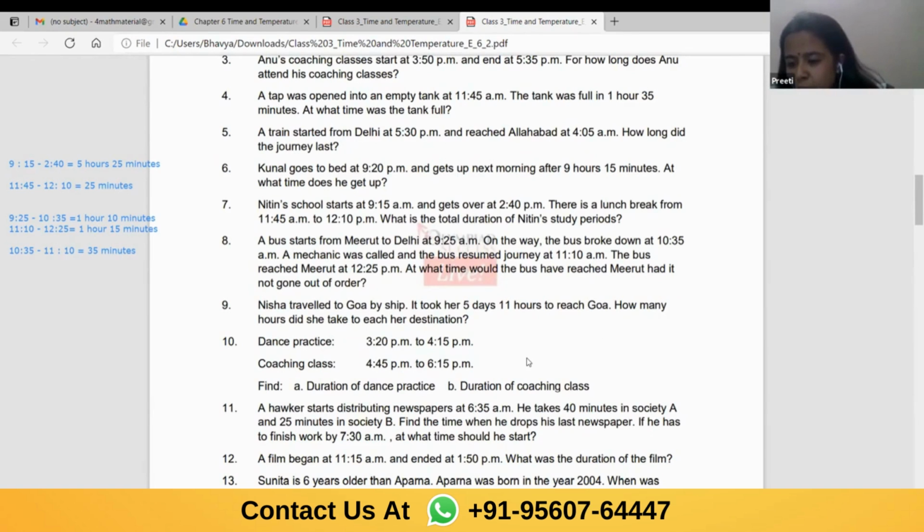If I start distributing the newspapers at 6:35 a.m., I take 40 minutes in one society and 25 minutes in another society. So how long do I take to distribute the newspapers? 1 hour, 5 minutes. Okay. If I start my work at 6:35 a.m., when will I finish it? We will finish at 7:40. Correct. Now I have to go somewhere and I want to finish my work 10 minutes early. In place of 7:40, I want to finish my work at 7:30. So at what time shall I start so that I finish my work at 7:30? Minus 10 from 6:35. So what time will you get? 6:25. Clear, Pranavi?